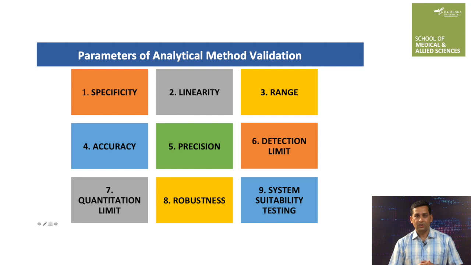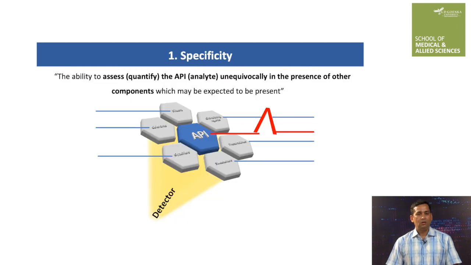First one is specificity, second one is linearity, third range, 4th accuracy, 5th precision, 6th detection limit, 7th one is quantitation limit, 8th one is robustness, and the last one is system suitability testing. Specificity is the first parameter of analytical method validation.